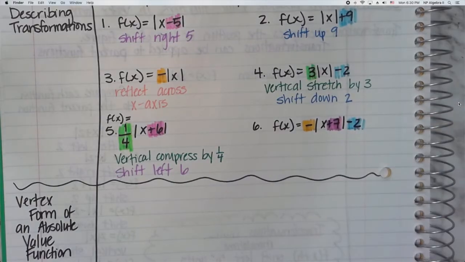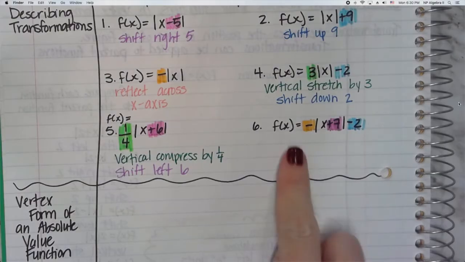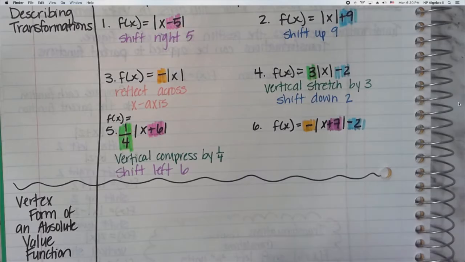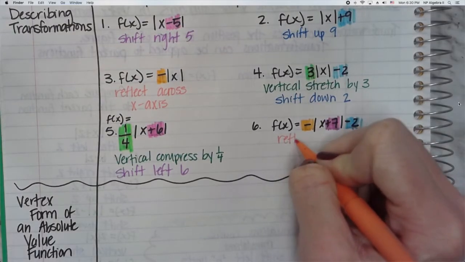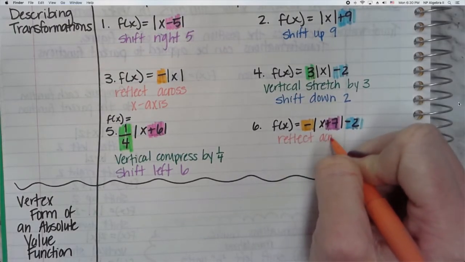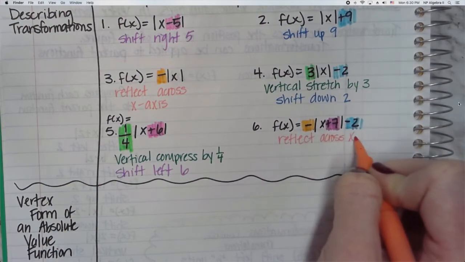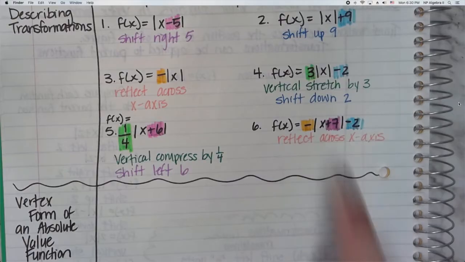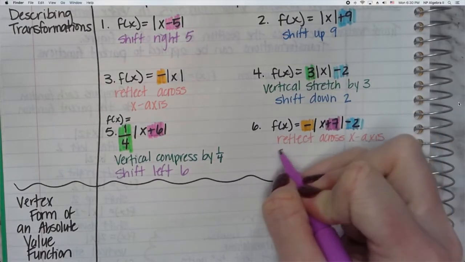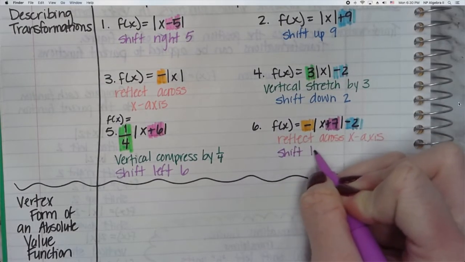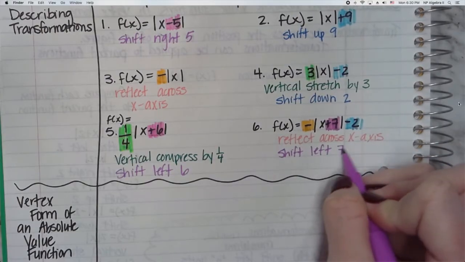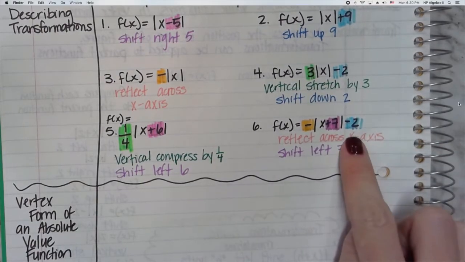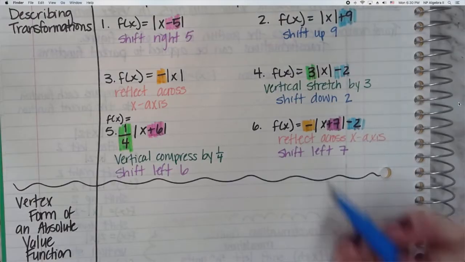So if we were comparing this to the parent function, it'd be flipped over to the left 7 and then down 2. So negative means reflect across the x-axis. That positive 7, that means shift left. Remember, it's opposite. Left 7. And then that minus 2 outside means shift down 2.